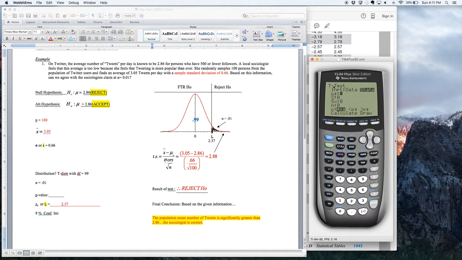All right, so let's give it the info. mu0, that's H0, which is 2.86. X bar was 3.05. The sample standard deviation is 0.66. The number of samples was 100. And down here is where you select the alternative, as you can see. Ours was a greater than scenario, so it's the last one. You have to move it on top and hit enter. And notice how it switches.